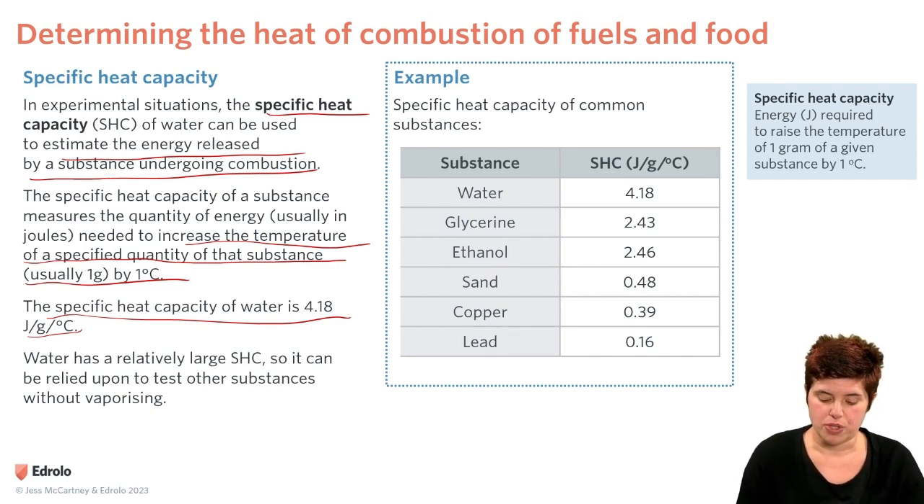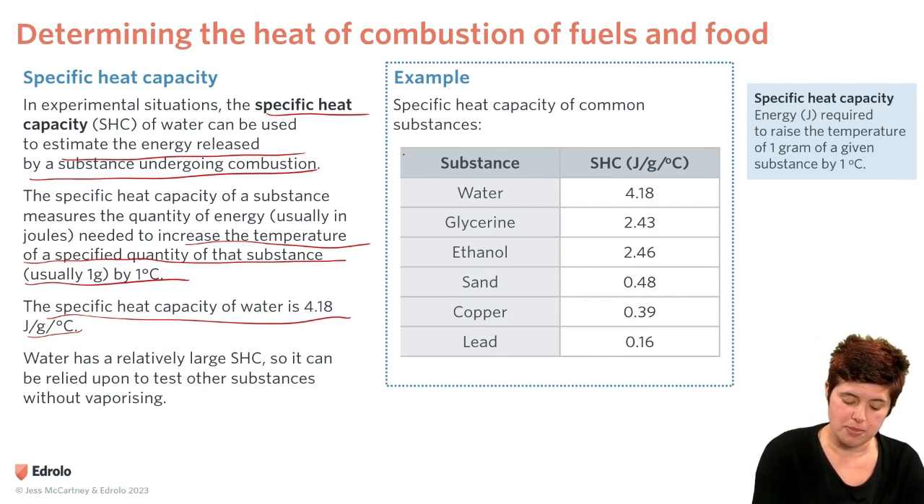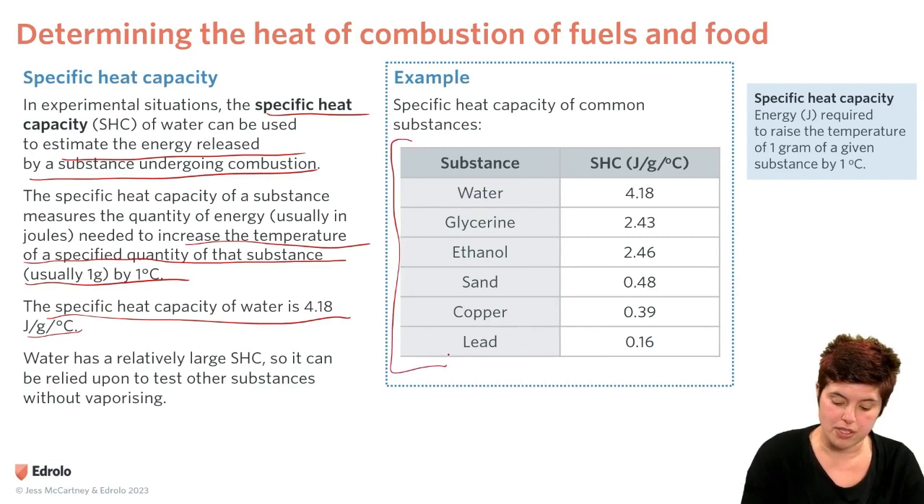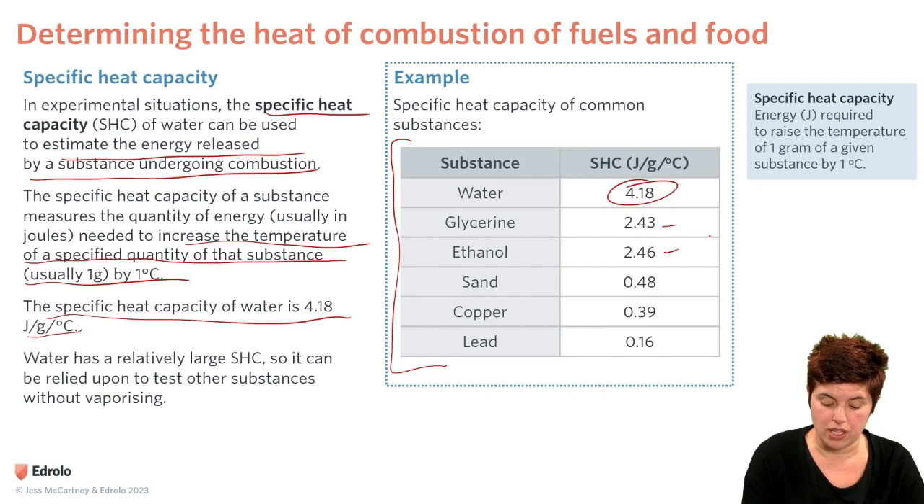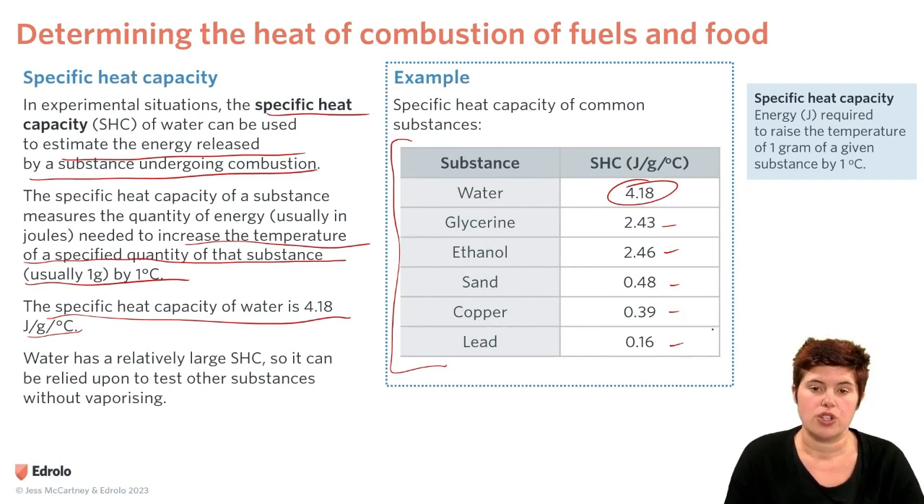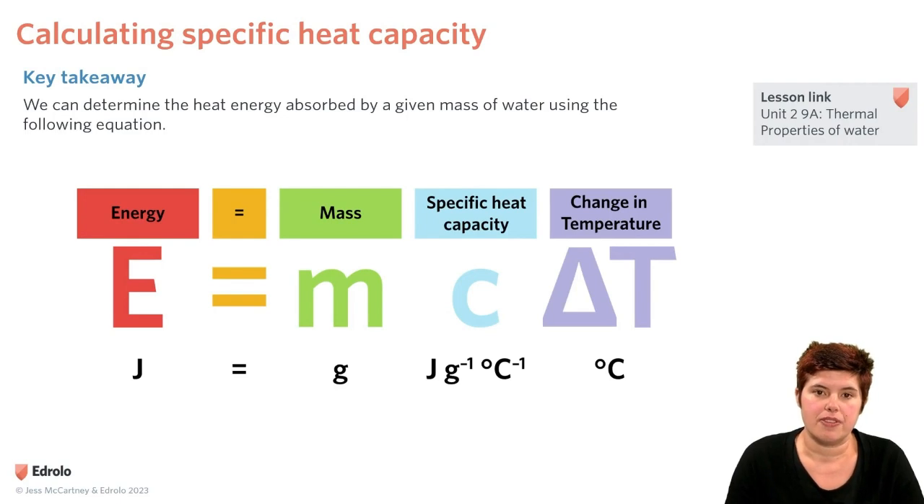vaporizing. So if you actually have a look at the specific heat capacity of other common substances, you can see water is up here, 4.18, and you can see other liquids are almost half that. So you have glycerine and ethanol, almost half that, and then you even have lower ones when you go to sand, copper, and lead. So water is very, very useful because we can actually use this to calculate the energy of fuel or food. So when we're calculating the specific heat capacity, we are going to use a formula.